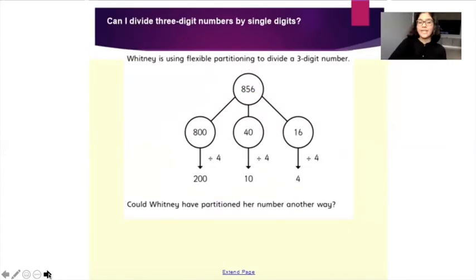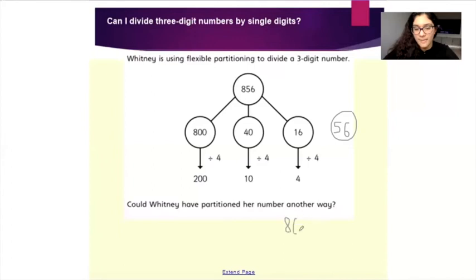Here, Whitney is using flexible partitioning to divide a 3-digit number. So she is trying to divide 856 by 4. Could she have partitioned her number another way? Yes, she could have. So she could have done 800, and then she could have made the number 40 even smaller by halving that. What's half of 40?